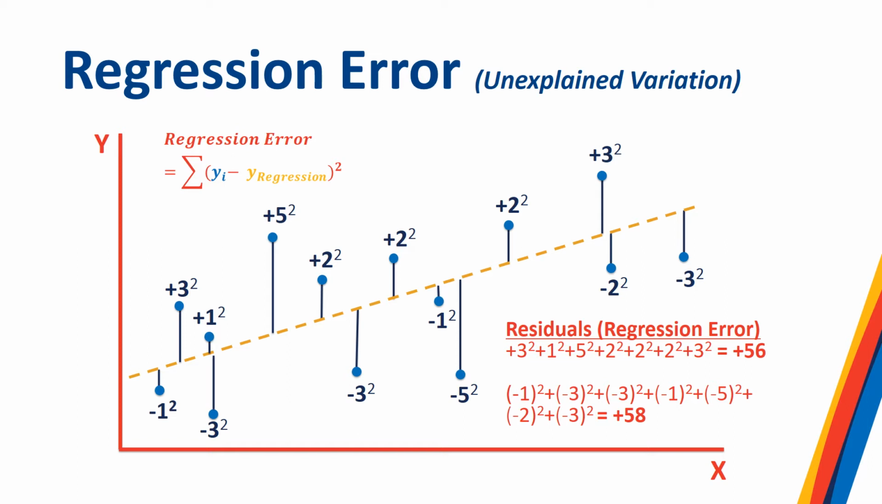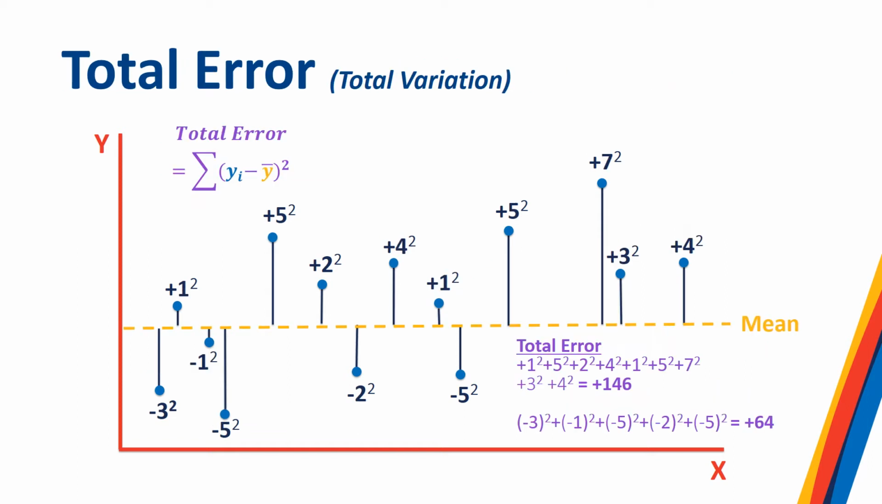On slide 6, we show that this can be thought of as a contrast to what we would call the total error or the total variation.